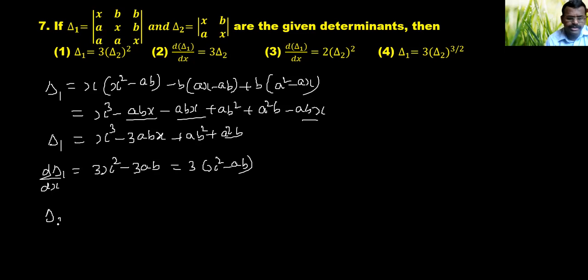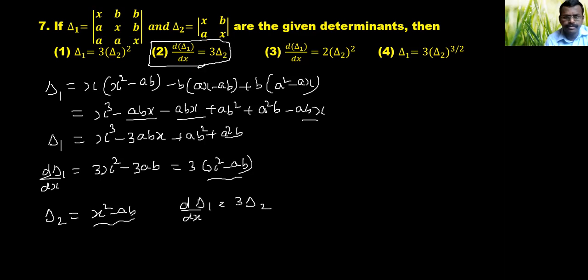Now delta 2, expand delta 2. Delta 2 is what? X into x is x square minus ab. Now observe this and this are the same. That means d by dx of delta 1 is equal to 3 times delta 2. Where is that? Option 2. So question number 7, option 2.